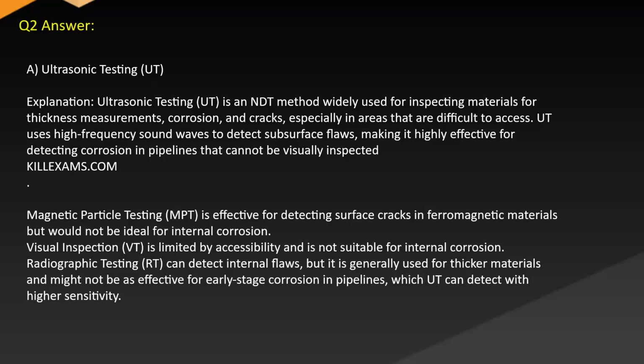Magnetic particle testing, MPT, is effective for detecting surface cracks in ferromagnetic materials but would not be ideal for internal corrosion. Visual inspection, VT, is limited by accessibility and is not suitable for internal corrosion. Radiographic testing, RT, can detect internal flaws, but it is generally used for thicker materials and might not be as effective for early-stage corrosion in pipelines, which UT can detect with higher sensitivity.